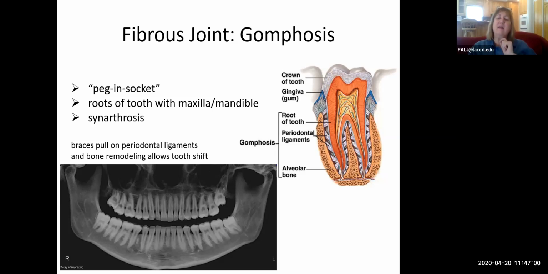Oh, so our braces. So I think I kind of talked about this already when I talked about bone reabsorption and deposition, but your braces, when they tighten them, it pulls on the ligaments on one side and pushes it to the other, and so that allows that bone remodeling, allowing the tooth to shift. And that's why you can only get your braces adjusted every 3 to 4 weeks, because it takes time for that bone remodeling to occur.